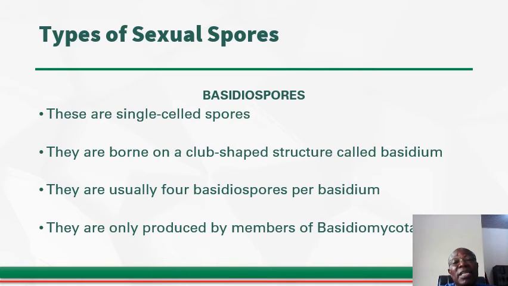Another sexual spore is the basidiospore. These are single cell, and they are usually borne on a club-shaped structure called a basidium. There are usually 4 basidiospores per basidium. That is, you can only get 4, unlike the one we have just mentioned where you can get between 2 to 8. They are only produced by members of the Basidiomycota, so it is this phylum that produces the basidiospores.